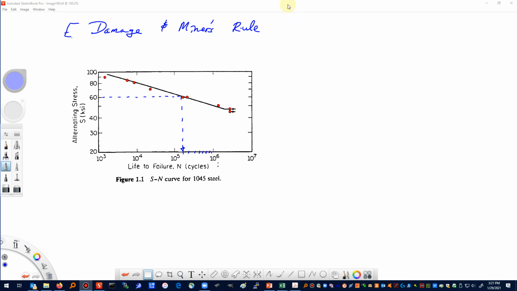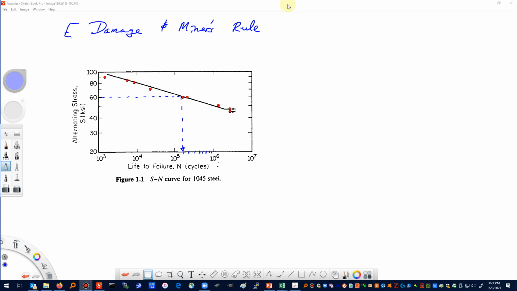So at the end of our previous lecture, we mentioned that we'd probably jump into the strain life approach to fatigue pretty soon. But before we do that, I do want to touch upon one more topic, and that is the topic of damage and something called Miner's Rule. It's also known as the Palmgren-Miner Rule.